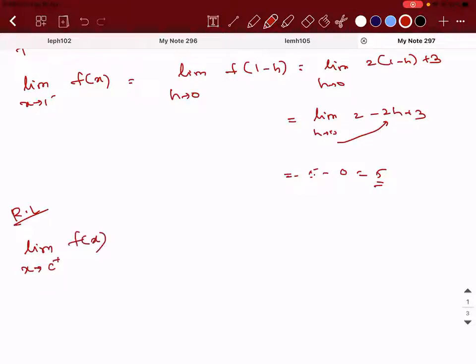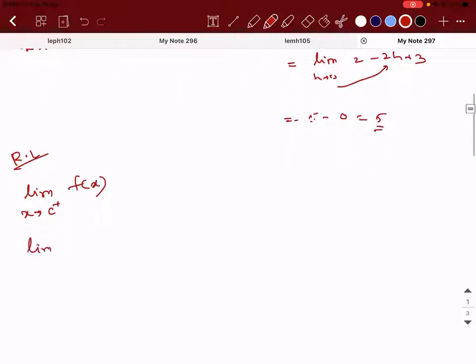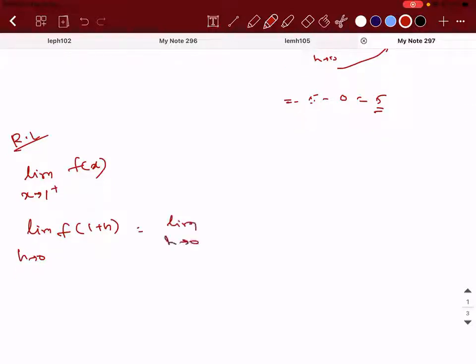So the limit extends to c plus f of x, correct? What should be the next step? Limit h tends to 0, f of 1 plus h. Here I should write it as 1 plus h. Correct? So this value will be equal to limit h tends to 0, 2 into 1 plus h plus 3. So it will be 5 plus 2h, where the limit h is still tending to 0.